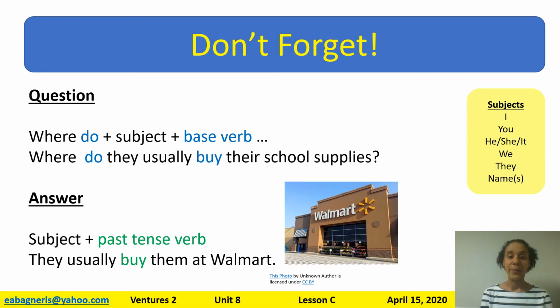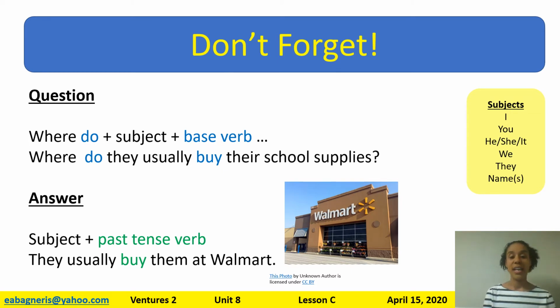Let's look at another example. This is a where question. Where do, and then we're going to have our subject and then a base verb. Example, where do they usually buy their school supplies? Now I have a where question, so that's going to be about a place. And so my answer here, they usually buy them at Walmart.